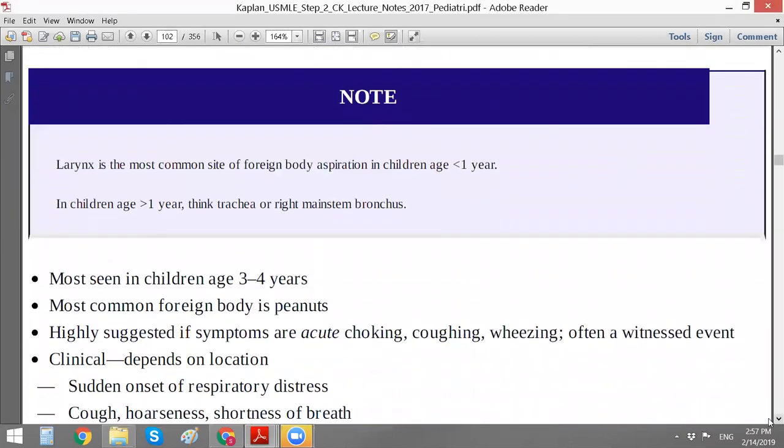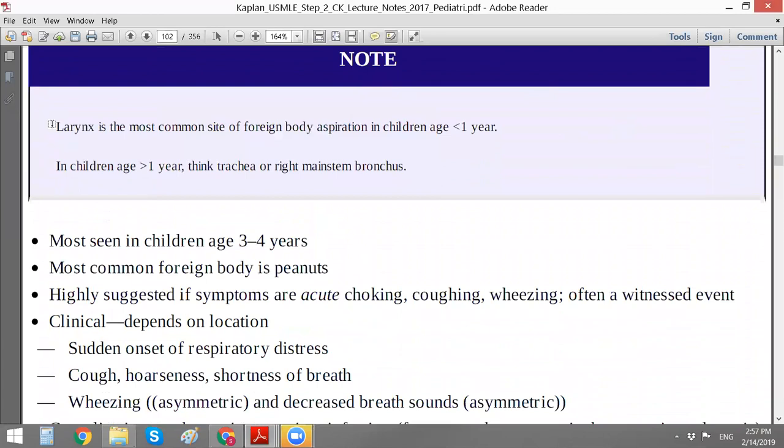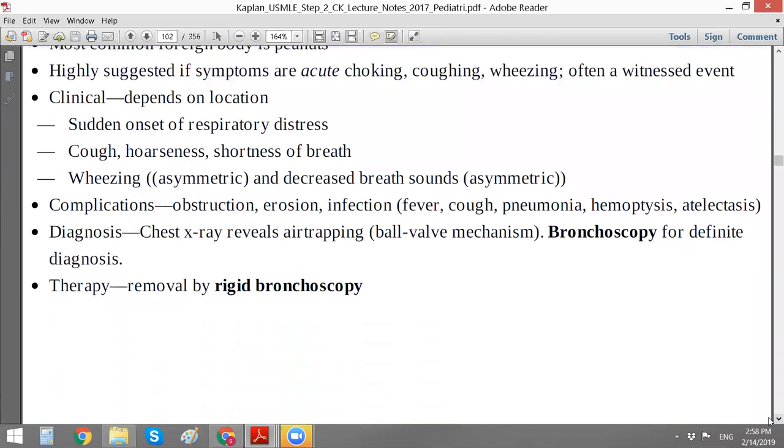Okay. So the larynx is the most common site before age 1, and in children greater than 1 think trachea or right main stem bronchus. Larynx in less than 1 and right main stem bronchus or trachea in greater than 1. Mostly seen in children 3 to 4 years. Most common foreign body is peanuts. Highly suggested if symptoms are acute choking, cough, wheezing, often a witnessed event. Depends on location: sudden onset cough, hoarseness, wheezing, asymmetric and decreased breath sounds.